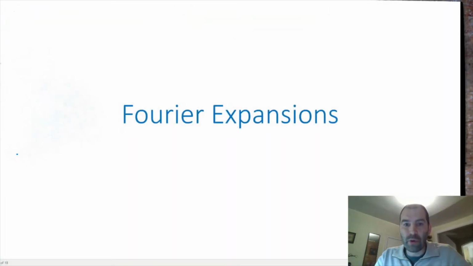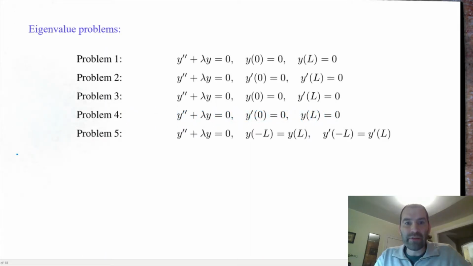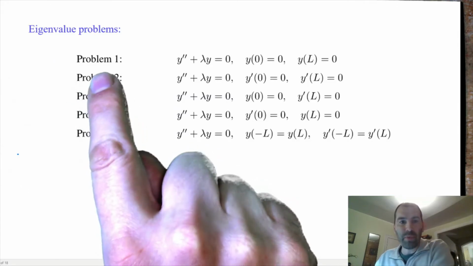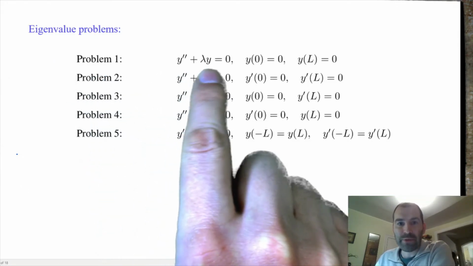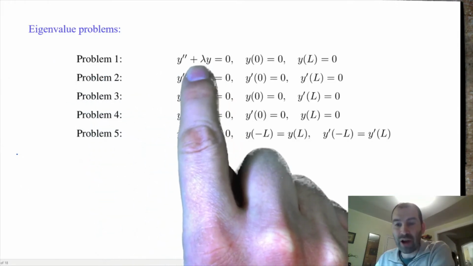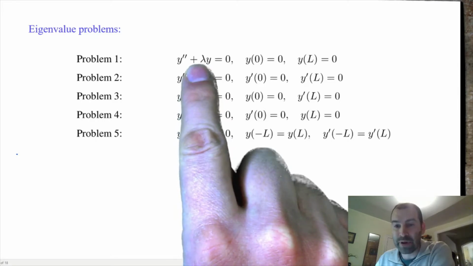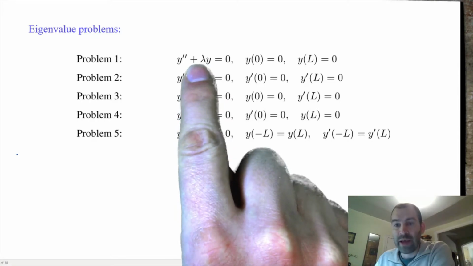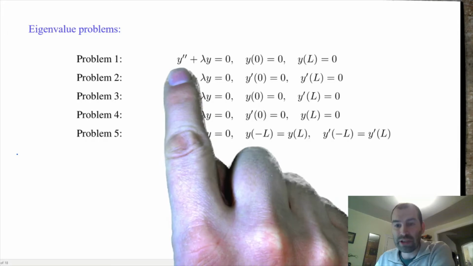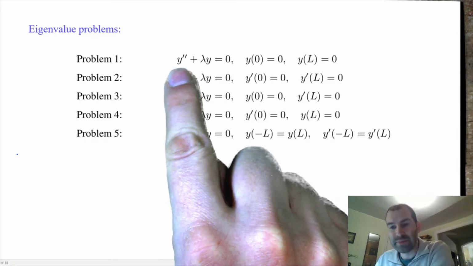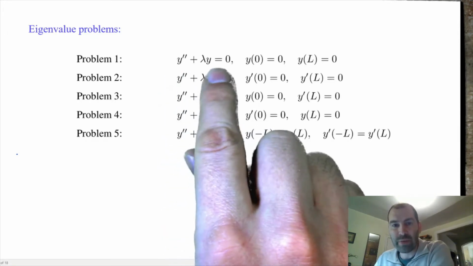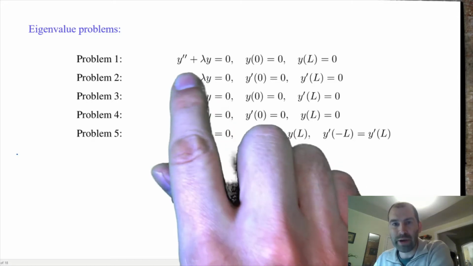We're getting into Fourier expansions. So let's review what we talked about last time, the eigenvalue problems. We worked through in detail problem 1, where we were looking at this differential equation, and we discussed how this is an eigenvalue problem, where lambda is the eigenvalue, and the solutions to this equation are the eigenfunctions. Refresh yourself on that last video if you don't recall what we're talking about.